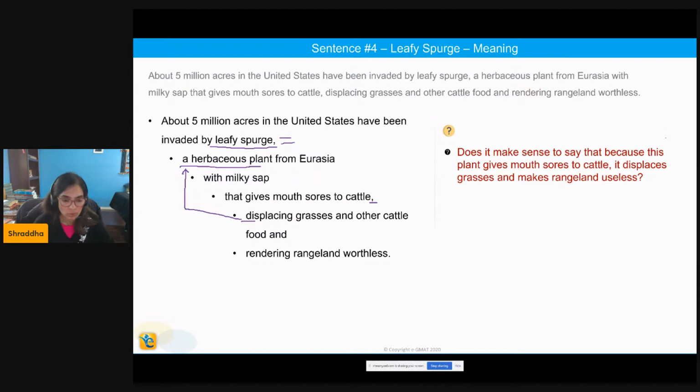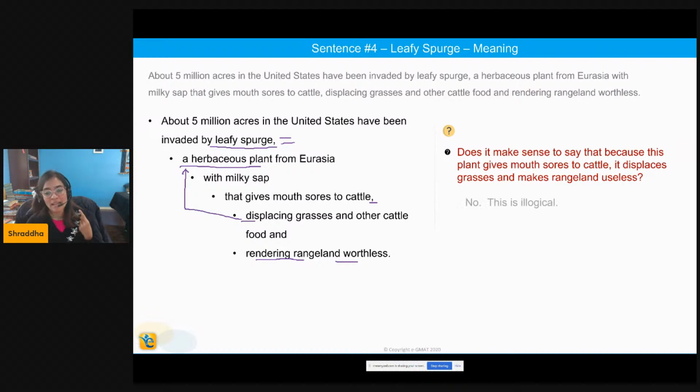Okay. Now, my second question would be, is milky sap rendering the rangeland worthless? Again, if I do the how part, milky sap gives mouth sores by rendering rangeland worthless. Absolutely illogical. There's absolutely no connection between these two actions. So definitely that's not happening. Are we talking about cause and effect? Because milky sap gives mouth sores to cattle, do they render rangeland worthless? Absolutely illogical. This cause and effect is also not making sense in this sentence.